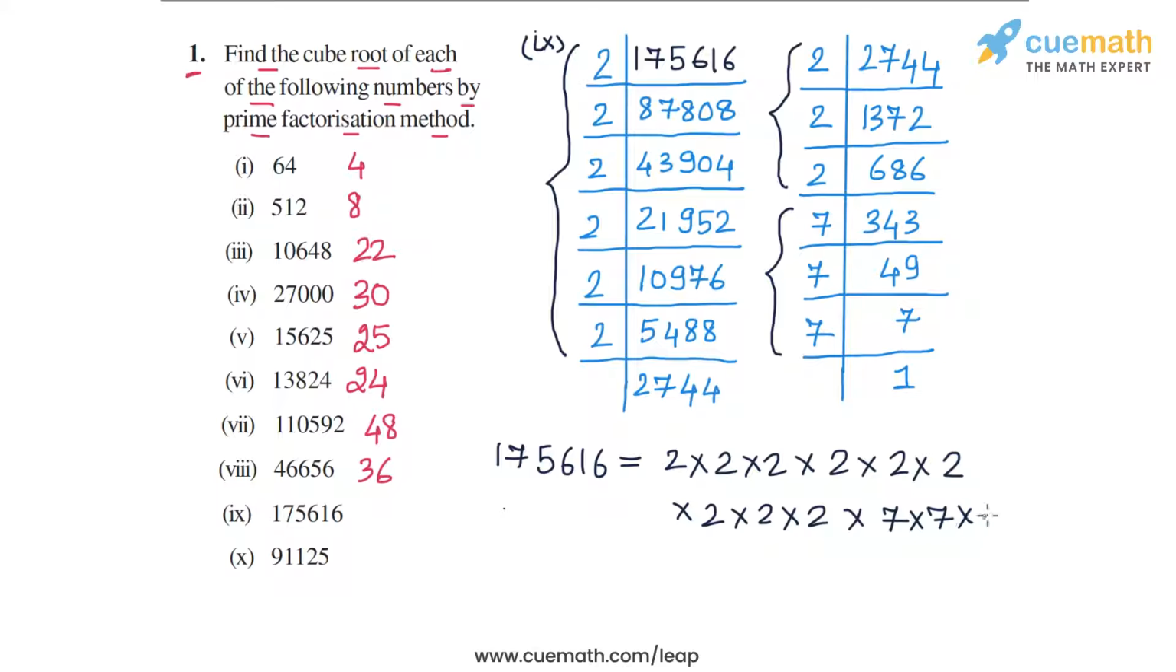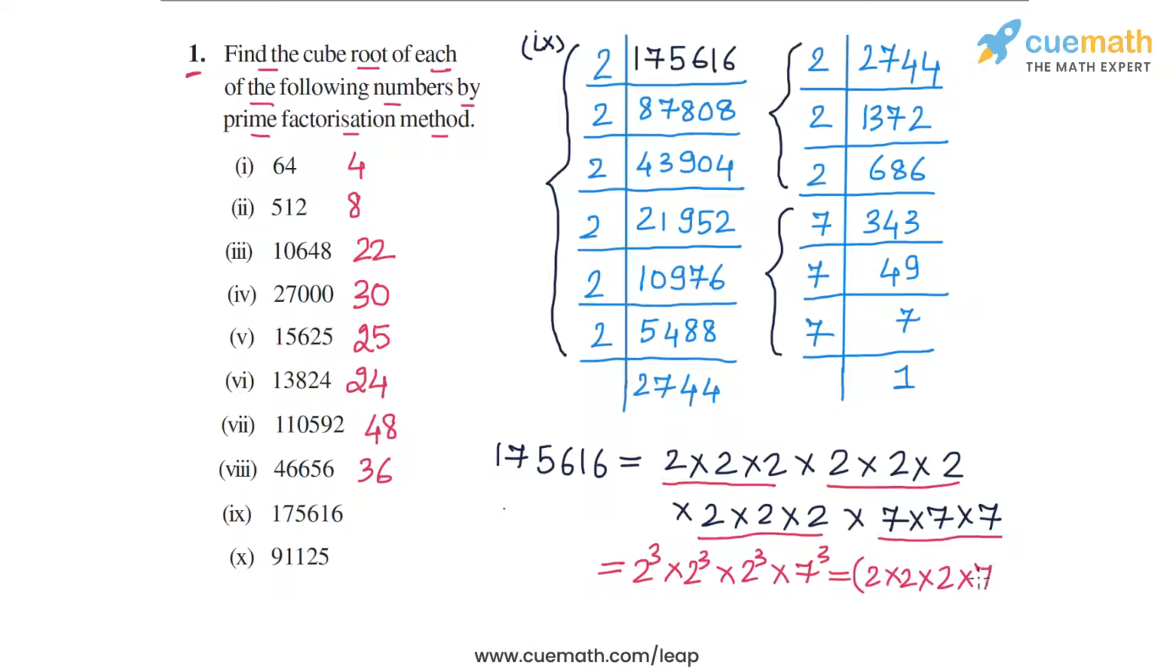So now if we group the prime factors into triplets, we get one triplet of 2, another triplet of 2, a third triplet of 2, and then we have one triplet of 7. So we can write this number as 2 cube into 2 cube into 2 cube into 7 cube, and therefore we can write this as (2 into 2 into 2 into 7) whole cube.